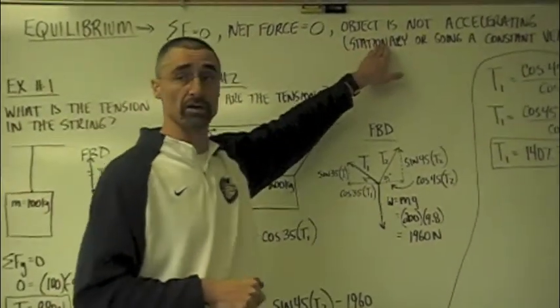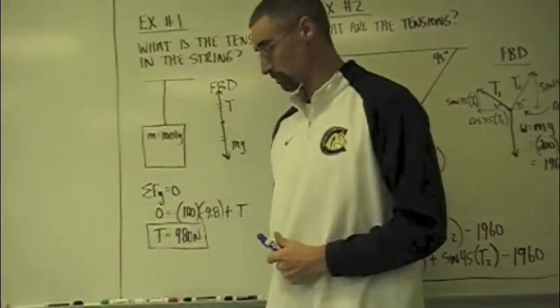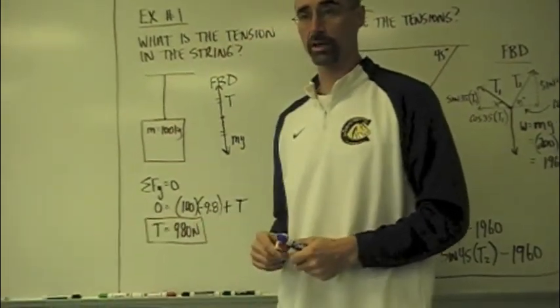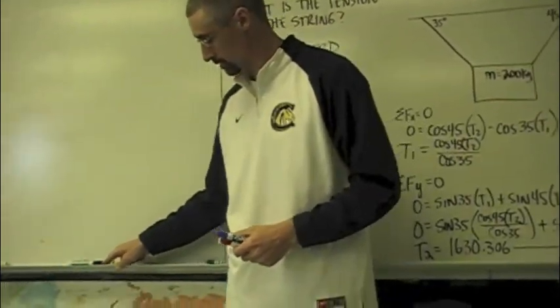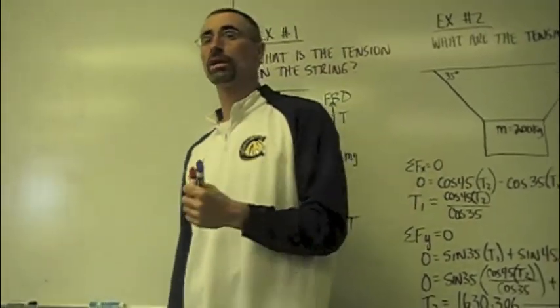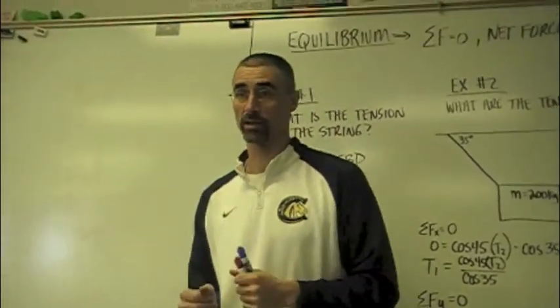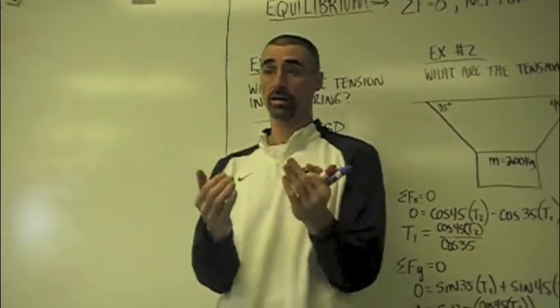I want you to make sure you understand both these situations. It can be stationary. It can just be sitting there doing what it's doing. That thing is not accelerating. Now, if I move it at a constant velocity, then it is not accelerating as well. And so an object can be in equilibrium if it's moving. Okay? It just has to be moving at a constant velocity.